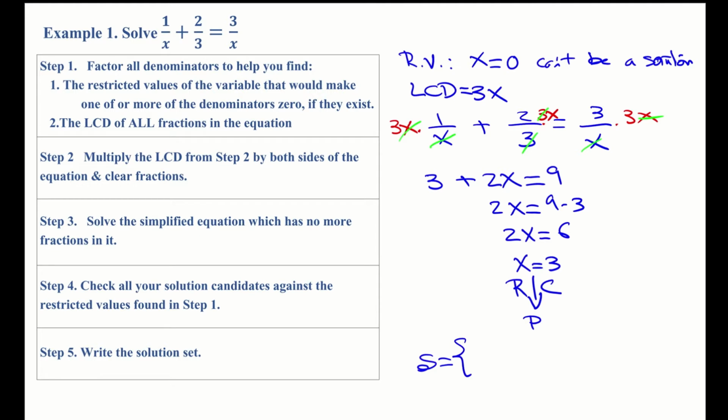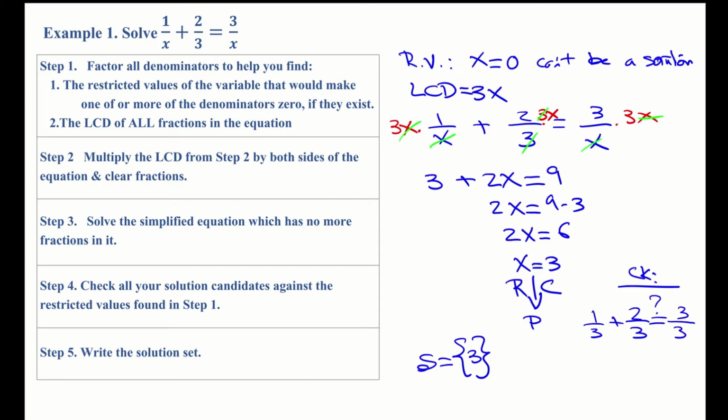Again, if this is a test day and you have extra time left toward the end, it always benefits you to go ahead and actually perform a full check. So for a full check, we'll go ahead and substitute 3 for x in the original equation right here. So we get 1/3 plus 2/3, and we want to know if that's equal to 3/3.